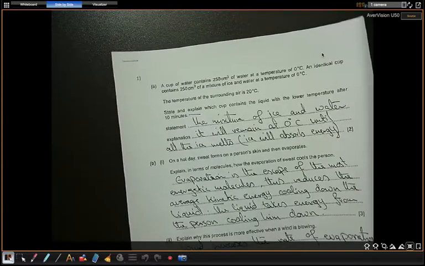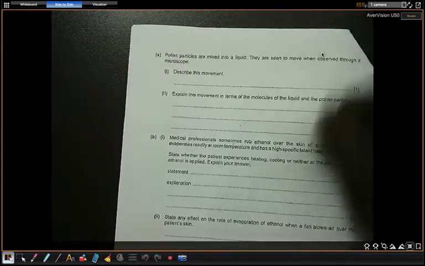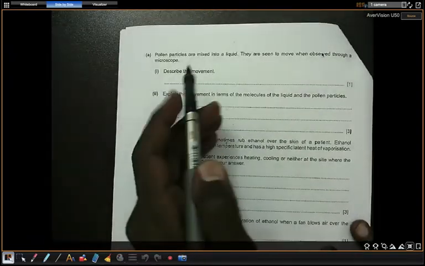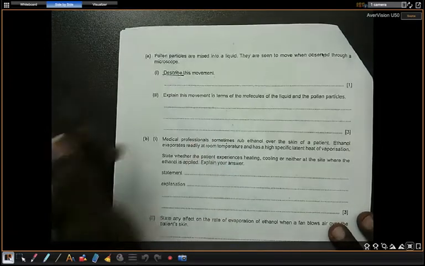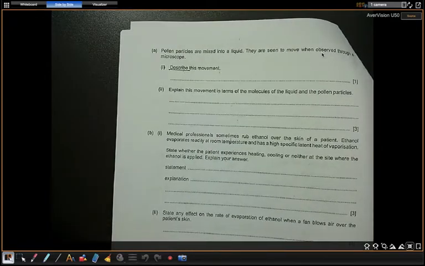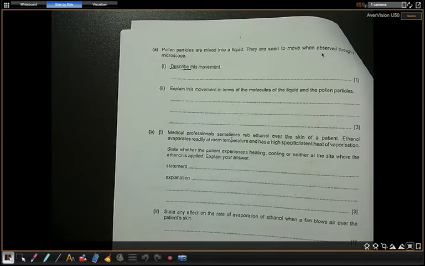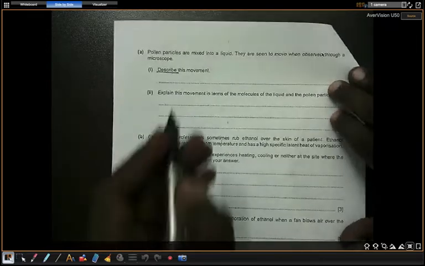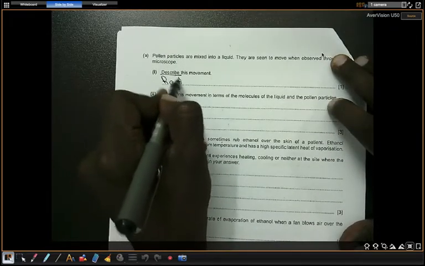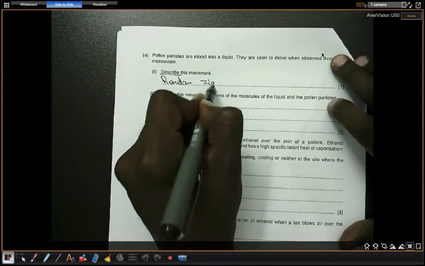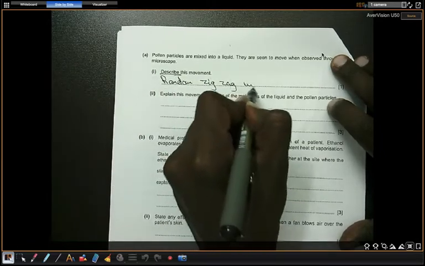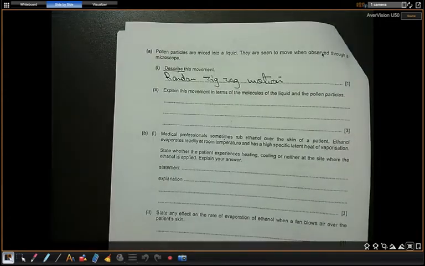Okay? Going on, looking at what's next. Now, I want you to be very careful with the command terms like describe. Describe this movement. They said that pollen particles in a liquid are observed in a microscope, and describe their movement. Don't say Brownian motion. They didn't say name the movement. They say describe it. You're going to say random, zigzag motion. This is how you describe the movement.